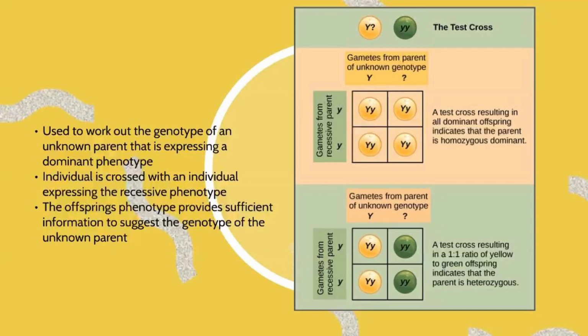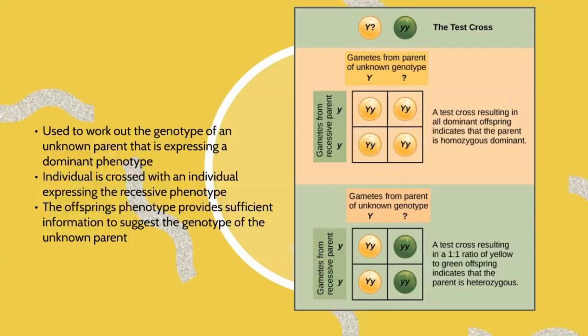If every single offspring has the dominant phenotype, then that must mean that the unknown parent is homozygous dominant, because in every case they have given a dominant allele. So that means that they must have 2 dominant alleles.